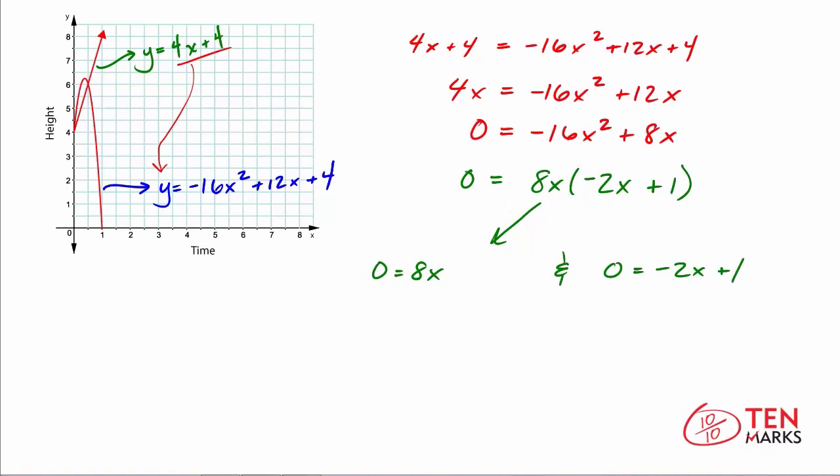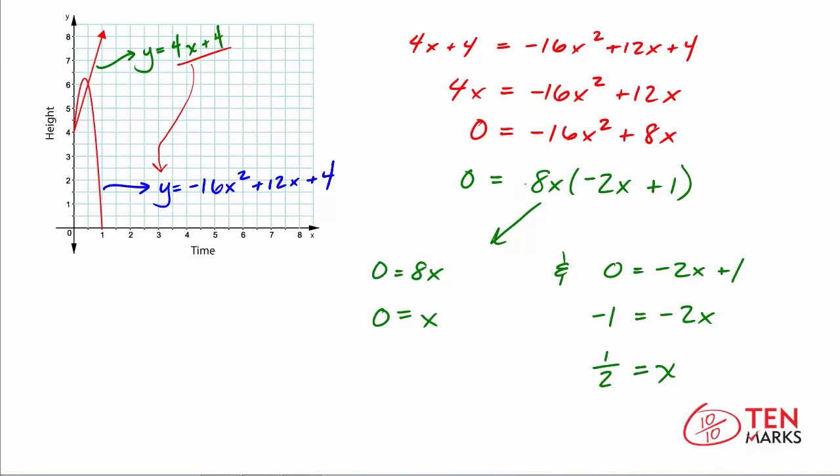So now solve for x here with 0 equals 8x. Divide both sides by 8. 0 divided by 8 is 0, so x equals 0 over here. Now begin solving for x over here. To do that, you're going to subtract 1 from the left side of the equation, so negative 1 equals negative 2x. Now divide both sides by negative 2. When you do that, you get positive 1/2 equals x. So now these are the values that we get for x.